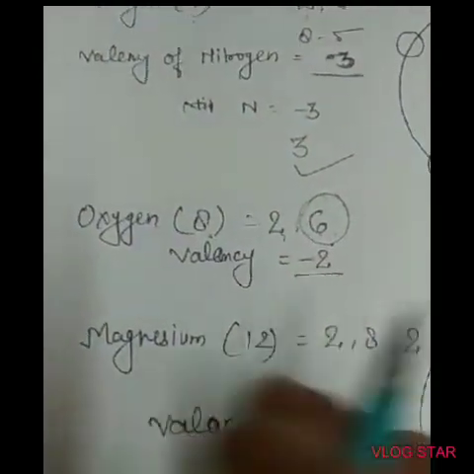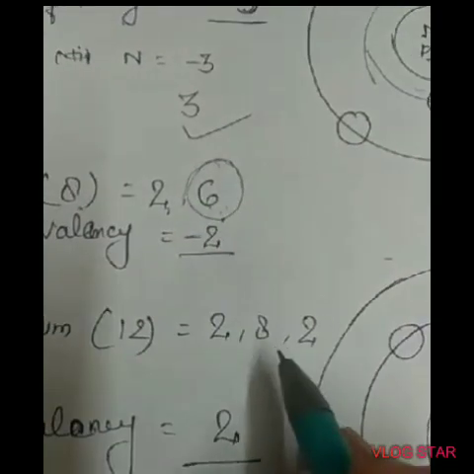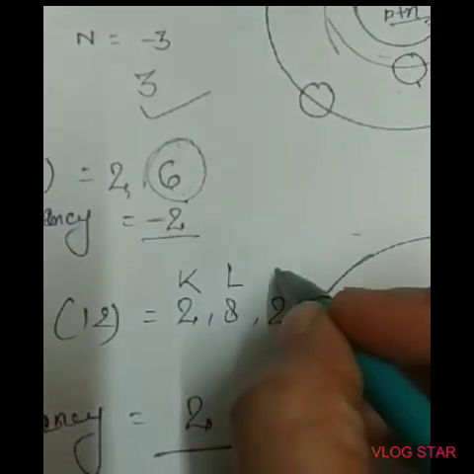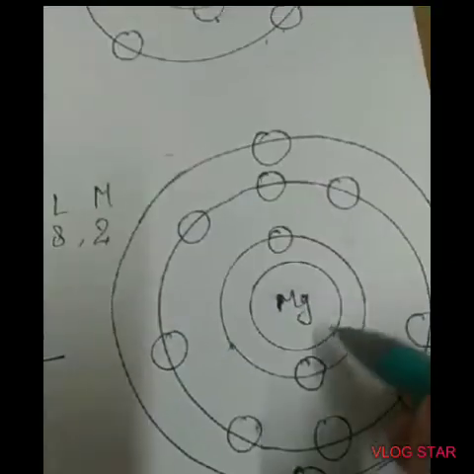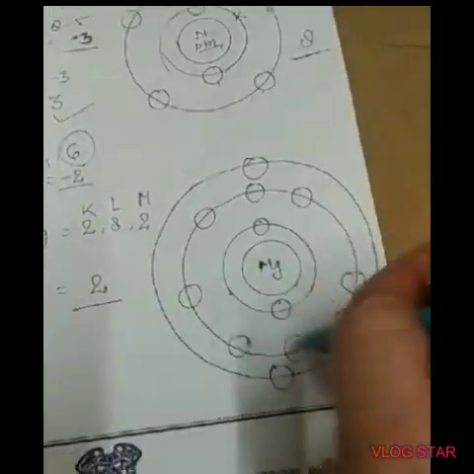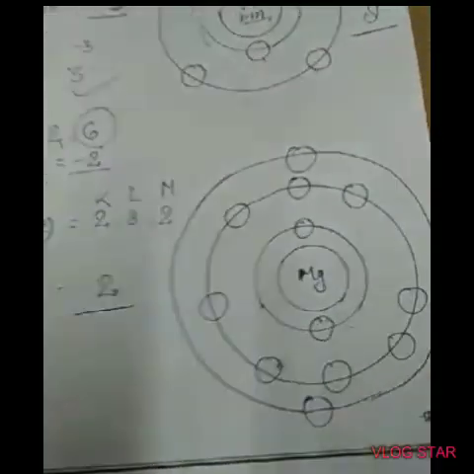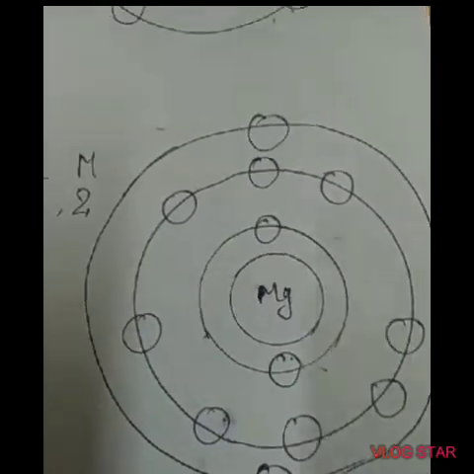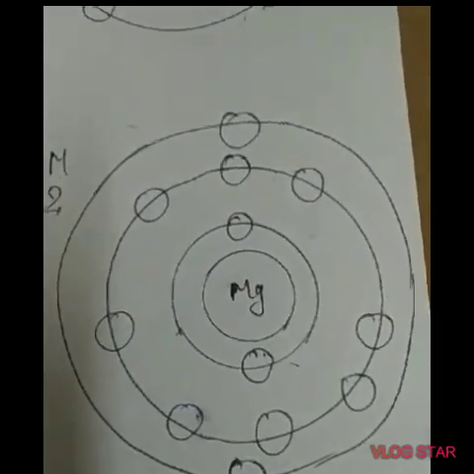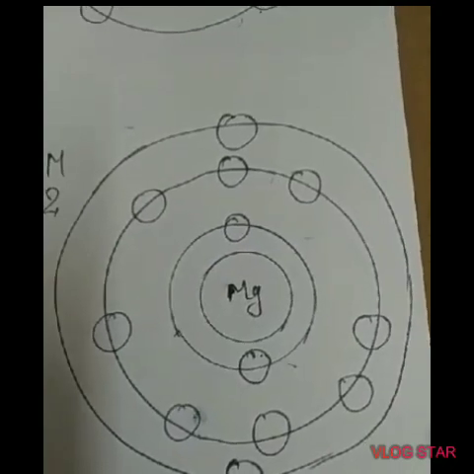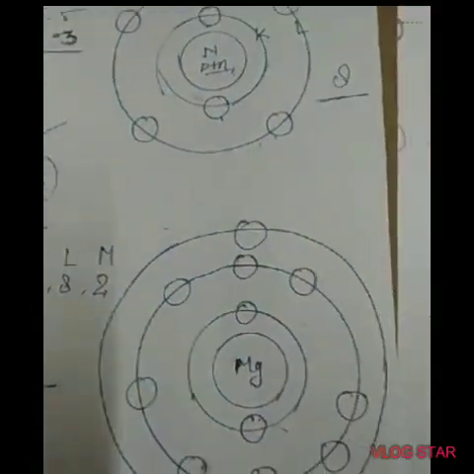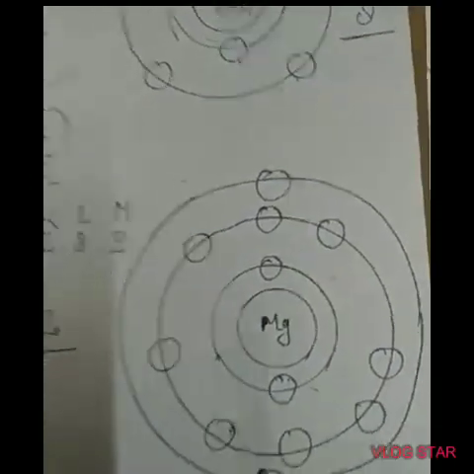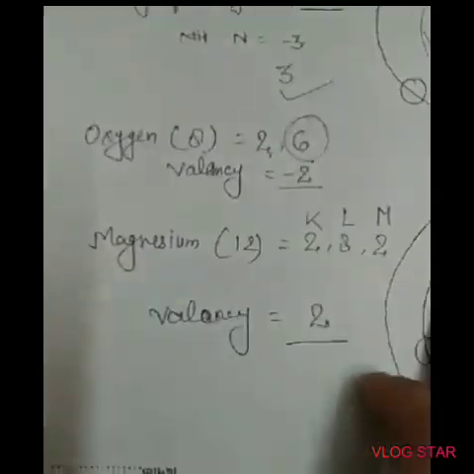Now in the case of magnesium, it has atomic number 12. Write the electronic configuration. The K shell can have 2 electrons, the L shell 8, and the M shell has 2 electrons. Draw the diagram. In the first shell allocate 2 electrons, in the second 8 electrons, and in the last shell 2 electrons. According to the rule, the outermost shell has only 2 electrons, which is less than 4. So valency will be equal to valence electrons, meaning outermost shell electrons. How many electrons in its outermost shell? 2. So the valency of magnesium is 2.